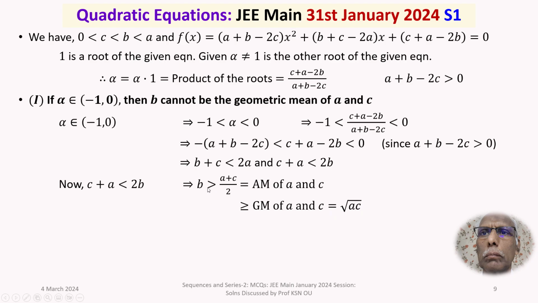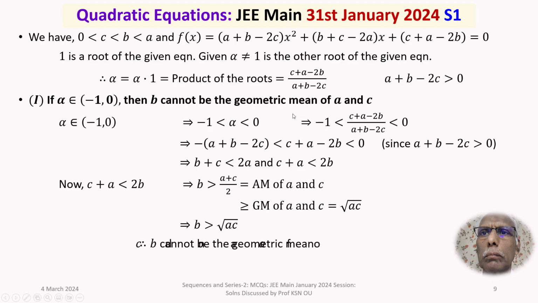Now b is strictly greater than the arithmetic mean. The arithmetic mean is greater than or equal to root of AC. So when you combine strictly greater than and greater than or equal to, you will get strictly greater than. This will imply b is strictly greater than the square root of AC. But if b is the geometric mean of a and c, then b is equal to the square root of AC. But here b is strictly greater than the square root of AC. Therefore, b cannot be the geometric mean of a and c.